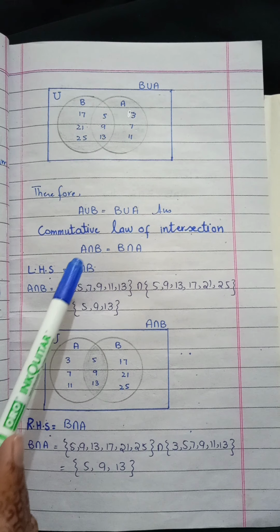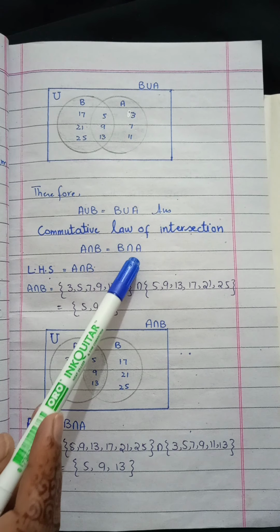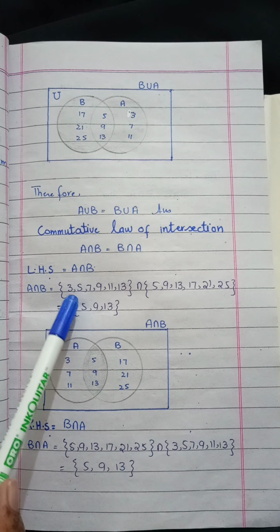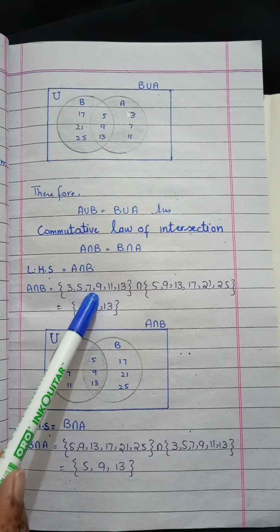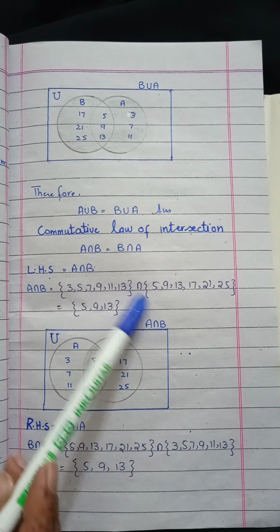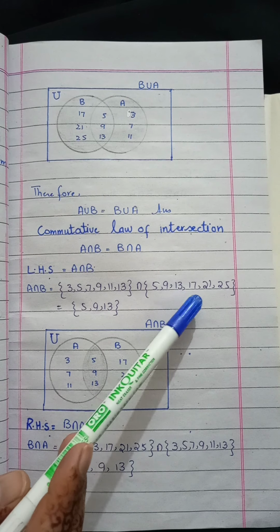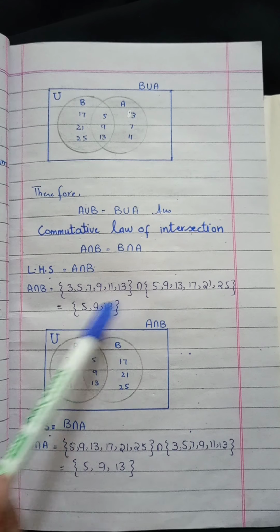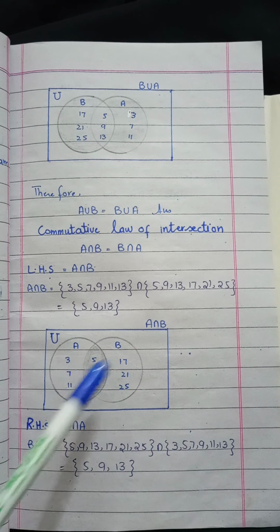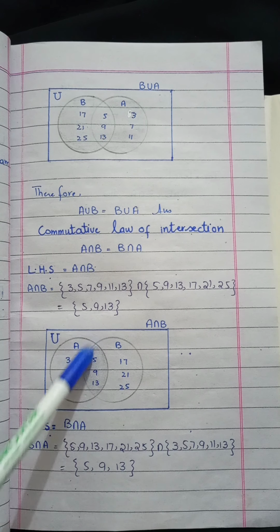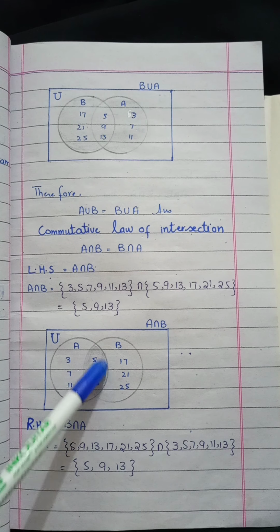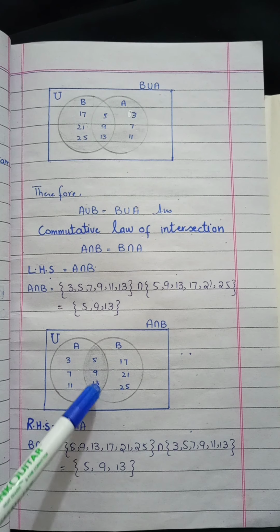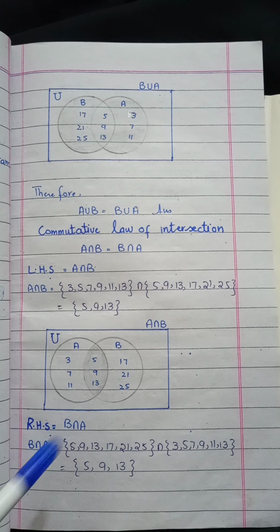Commutative law of intersection: A intersection B equals B intersection A. Here A is 3, 5, 7, 9, 11, 13. Intersection B 5, 9, 13, 17, 21 and 25. The intersection of both sets is 5, 9, 13. And A intersection B only shaded this part because only the same elements are written in the A intersection B.